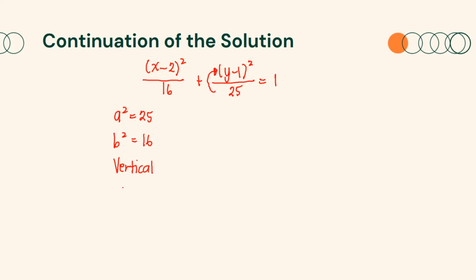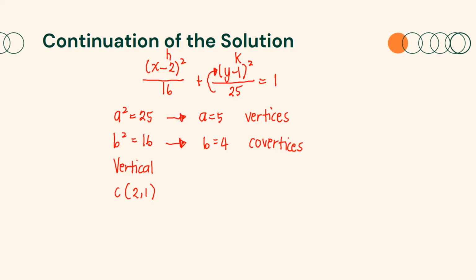Additionally, the center of the ellipse is at h, k, wherein h is equal to 2 and k is equal to 1. Therefore, the center is at 2, 1. Furthermore, since a squared is equal to 25, then it follows that a is equal to 5, which is the distance of the vertices from the center. Also, since b squared is equal to 16, then b is equal to 4, which is the distance of the co-vertices from the center.